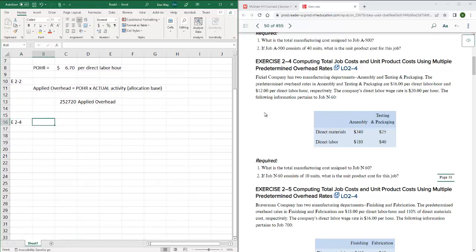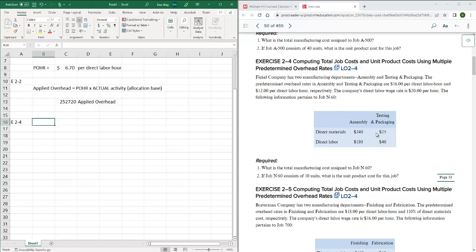So Fickle has 2 manufacturing departments, assembly, and then testing and packaging. The predetermined overhead rates in assembly and testing and packaging are $16 per direct labor hour and $12 per direct labor hour respectively. So $16 over here in assembly, $12 per hour here in testing and packaging. The company's direct labor wage rate is $20 per hour. And we've got the following information here for this job N60, whatever it constitutes.